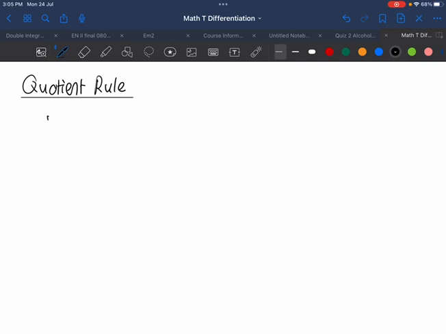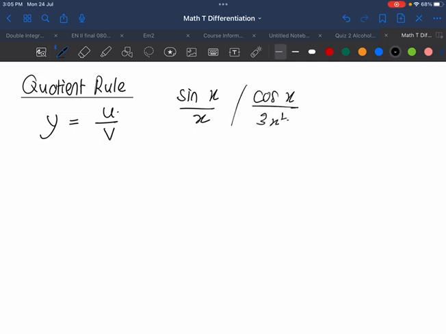Yeah. So when you have y equals u over v, these are two completely different functions or a very complicated function that you don't want to expand. Let's say we have sin x over x, or cos x over 3x squared plus 5x. It's a very complicated function. Then you can use this formula. So how are we going to find dy over dx? So in this case, alright, how do we remember this? I just draw a line here.